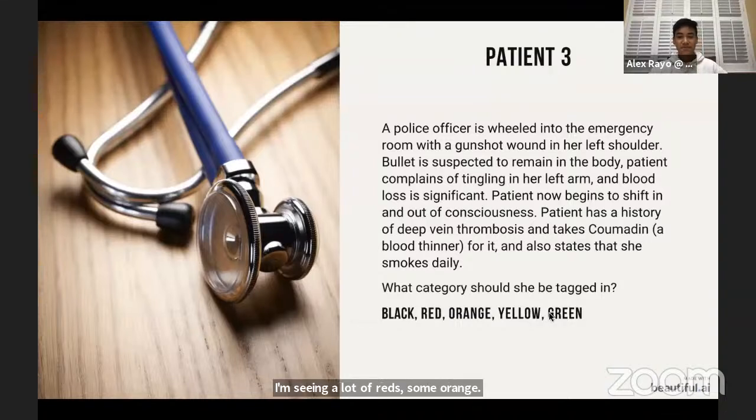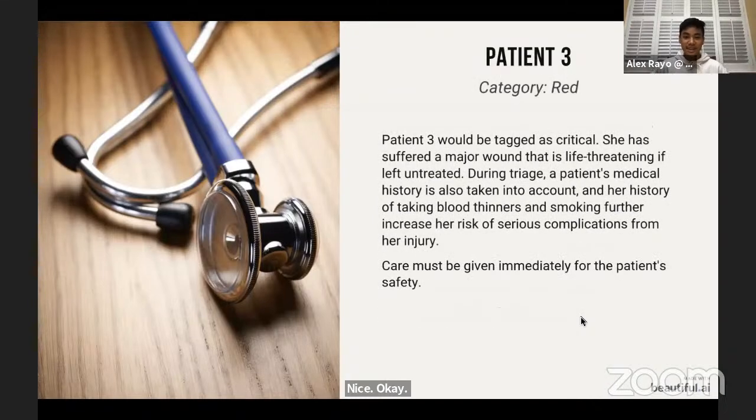Nice. Okay. All right. So in this case, you guys are all correct. The category is red. So patient 3 would be tagged as critical. And yes, Hamza is correct. Blood loss is significant. So that's a main reason why she is tagged as red. She has suffered a major wound that is life-threatening if left untreated.